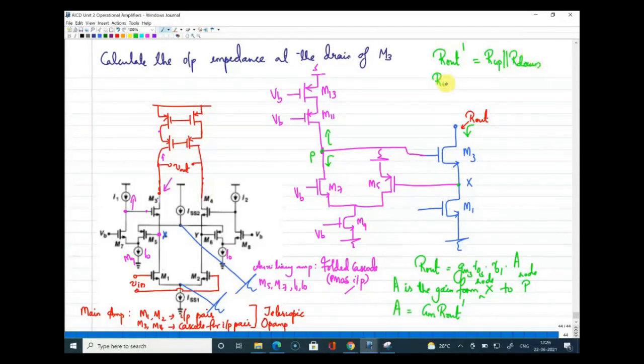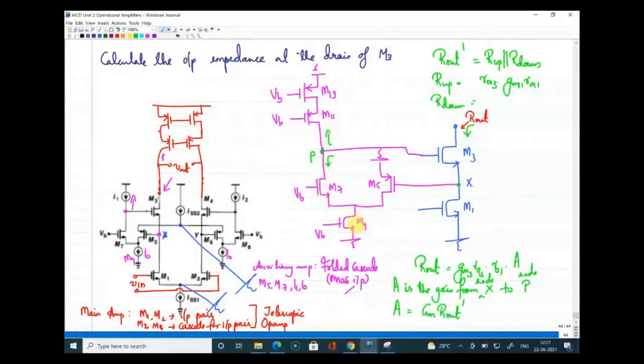Where R up is very easy. What is R up here? R up is the transistor ro13 which is magnified by the cascode version gm11 into ro11, that is R up. What is R down? Yeah, R down is when I see down there is M7, but at the source of M7 there is ro5 and ro9, both in parallel. So I can write ro5 parallel to ro9 which is magnified by gm7 ro7.